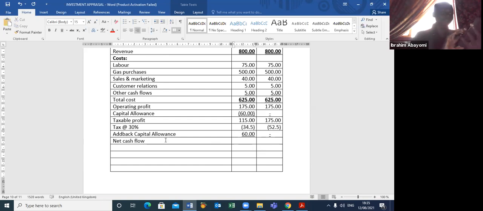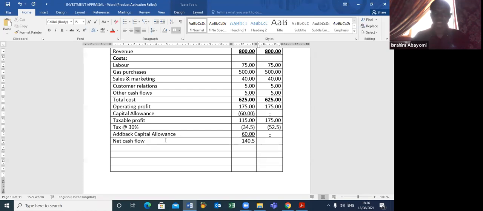So net cash flow is 115 minus 34.5 plus 60. That's 140.5. That's our net cash flow here.